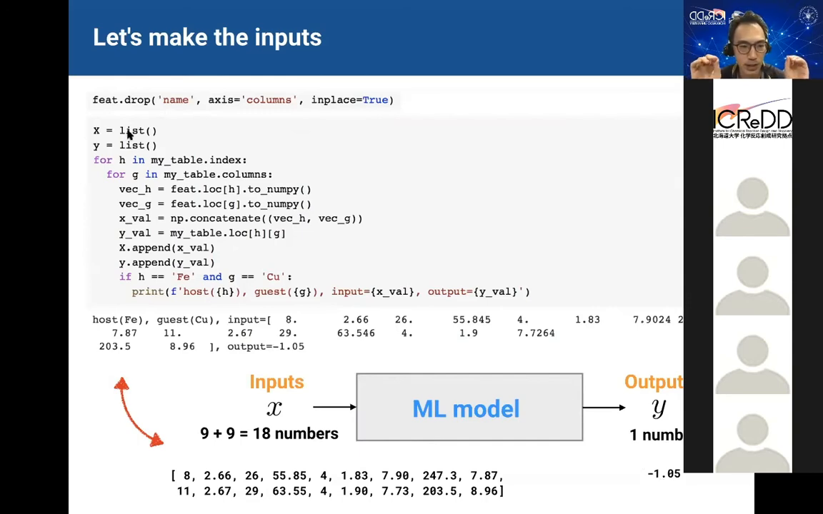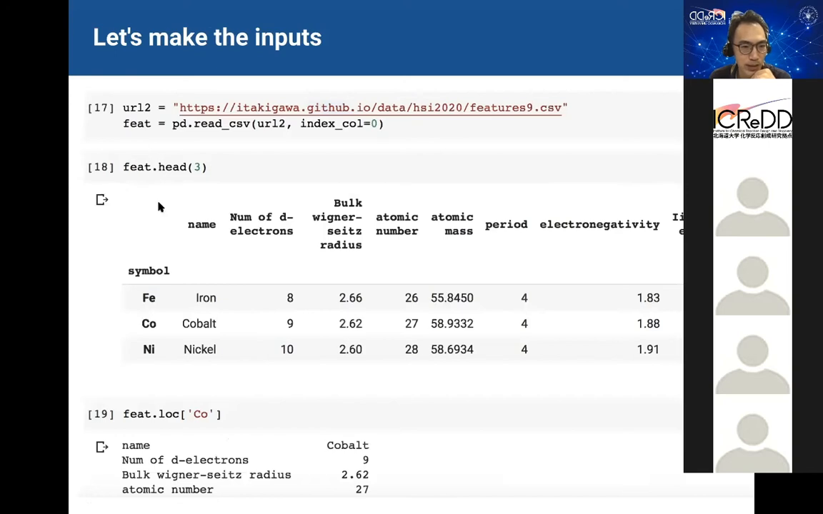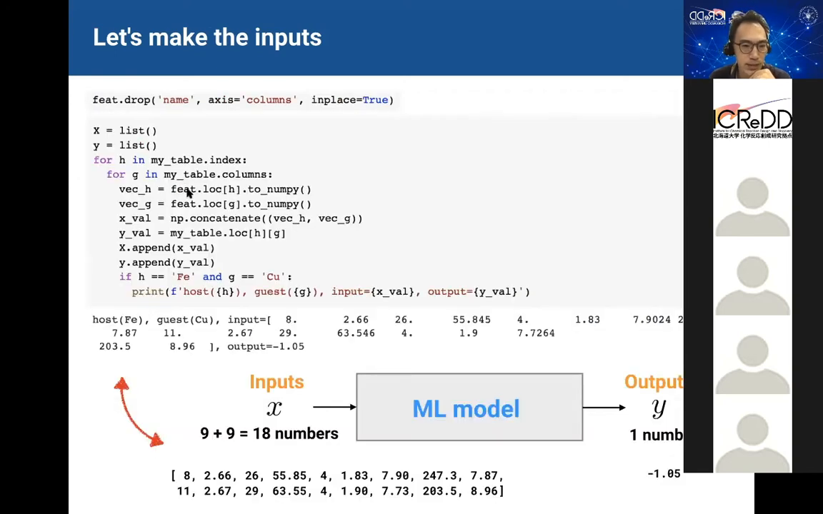And we add each corresponding pair into this list. The first one is the host features, which is basically this table. We name this table the feet. Then feet log H means the 8 numbers of the host metal, and we convert them to a numerical array by this command. We also get the same information for the guest metal, and then we just concatenate these 2 vectors. This should be the input information here. And the output should be the corresponding table values of HG here.